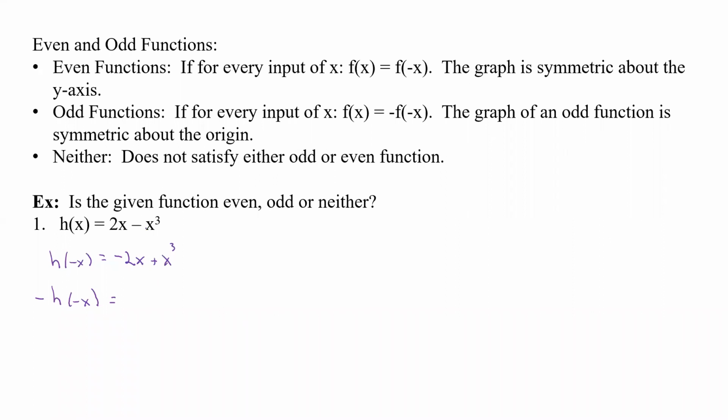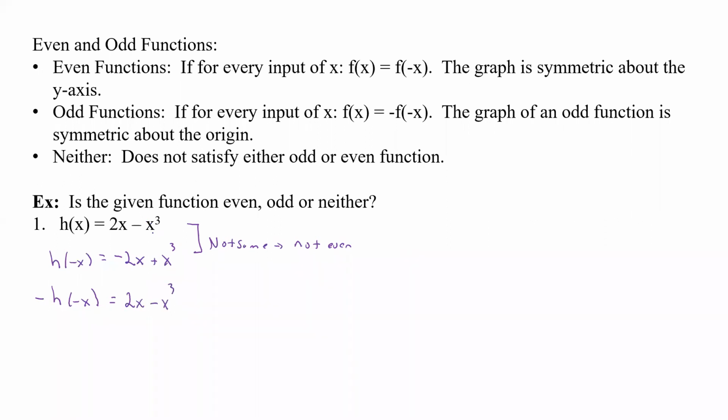Okay. Now, is this the same here? These are not the same. And so therefore, it's not even. Okay. Well, now what do we do? Well, now I want to change the signs of all the outputs. And if I do that, basically all I have to do is change the signs of all of the things here. If I do that, that gives me 2x, and that becomes negative x cubed.